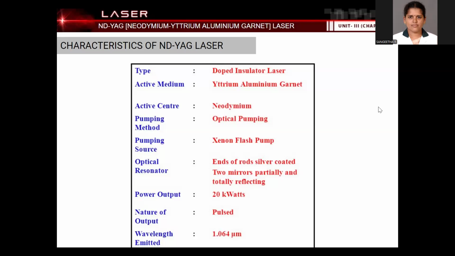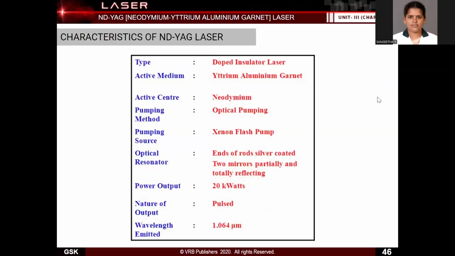The topic which we are going to see today is the Nd-YAG laser. Nd-YAG stands for neodymium, yttrium, aluminium, garnet laser. And these are all the characteristics of the laser. This we can come and discuss later after seeing about it.